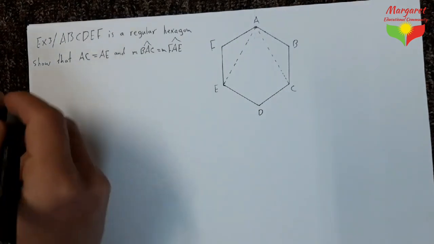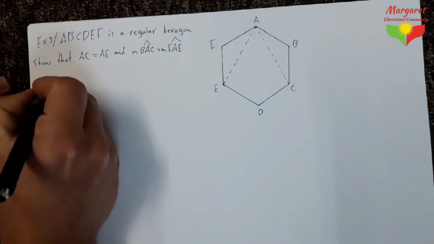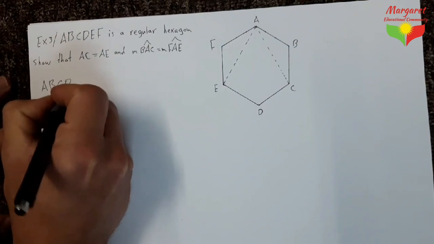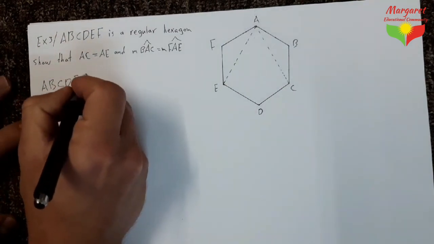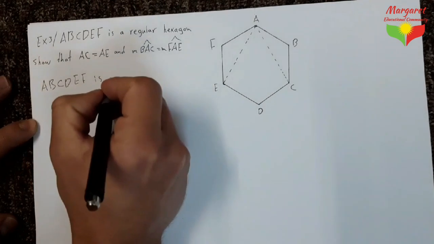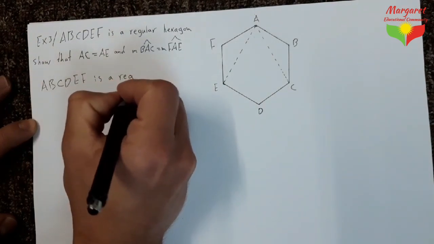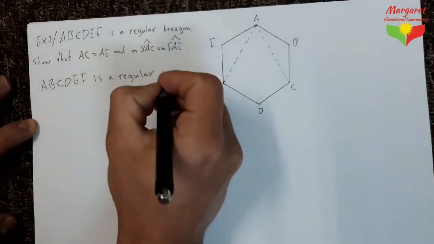We know that ABCDEF is a regular hexagon.